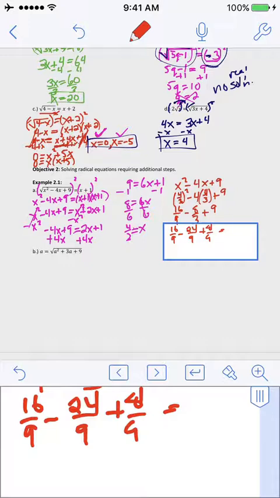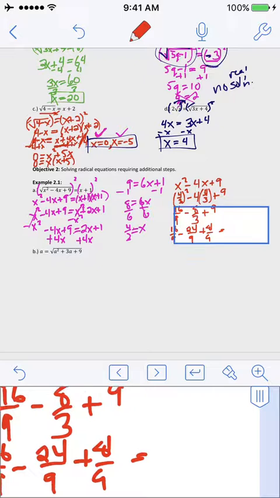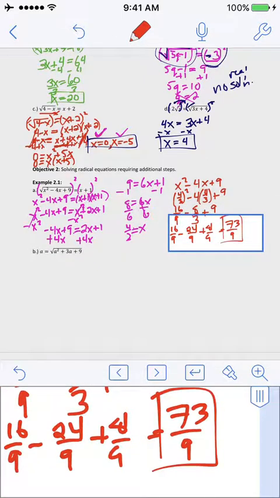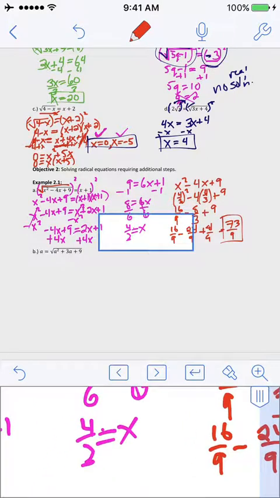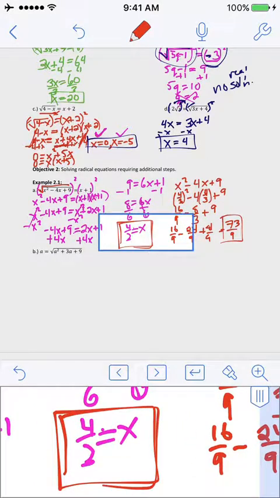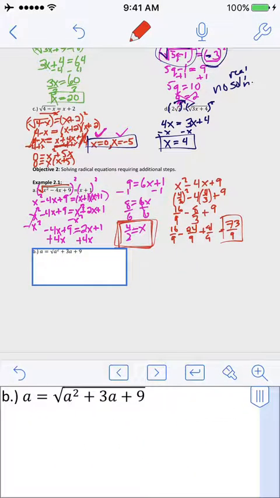16 minus 24 plus 81, sorry about that, would be 73/9. And that's a positive number, so totally fine, right? As long as it's positive, that's not going to cause a problem underneath this radical. So x equals 4/3 would be a fine solution. That would not be extraneous. Alright, let's keep going.